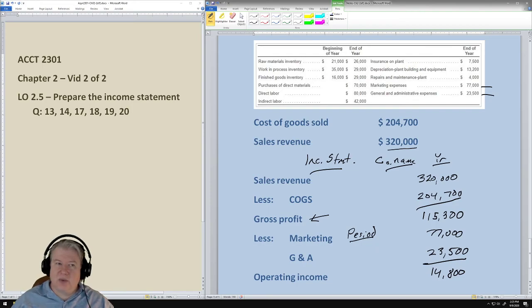Okay, so that is everything we need to know for Chapter 2. And as I have here on the left, you'll have a number of opportunities, 6 questions that deal with some part. Not each one of these questions deals with every part of this, but this is the complete process.